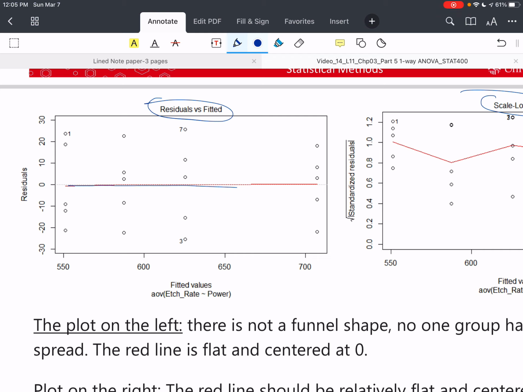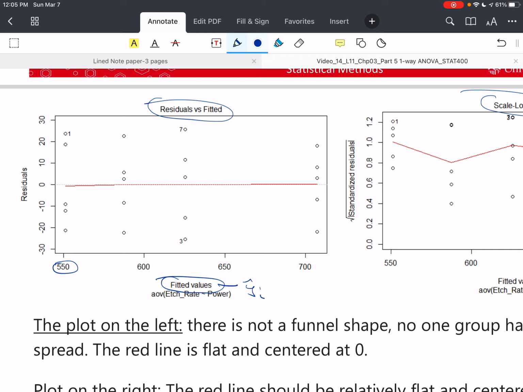But it's a nice flat straight line, so that's a good indicator. We don't see a pattern or structure to these residuals. These are fitted values down here, so these are the y hat i values.